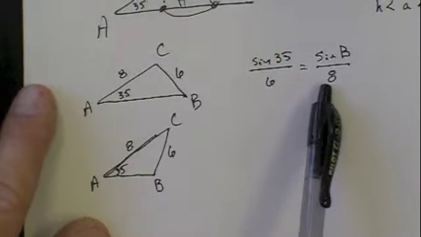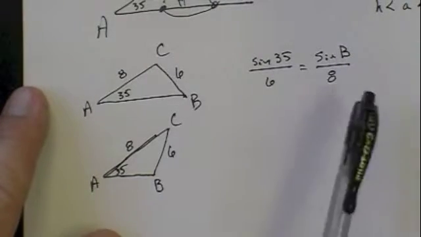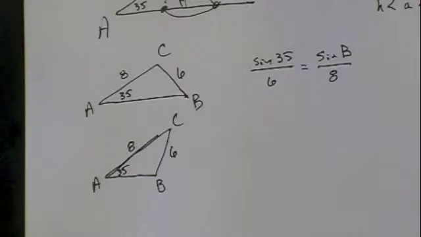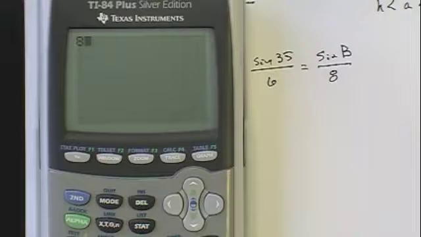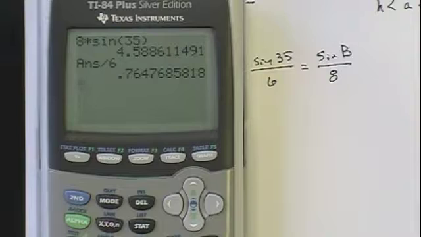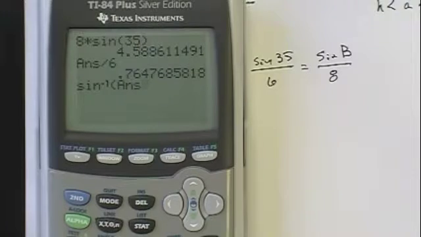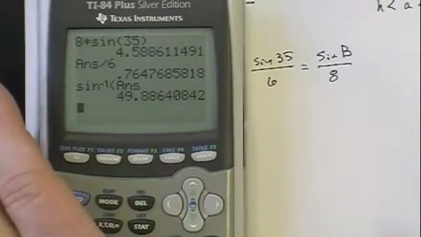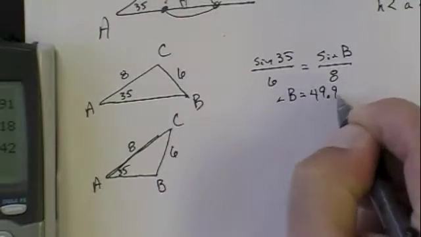Now remember, right here we're actually looking for an angle, so we'll end up doing the inverse sine. Anytime we're looking for an angle, it would be inverse. So we'll have 8 times the sine of 35 divided by 6. So there's our decimal value. We then take the inverse sine of that value. So I'm hitting second and the sine key. That plugs my answer back in. And I can find that angle B is about 49.9 degrees. So in this triangle, angle B is 49.9 degrees.